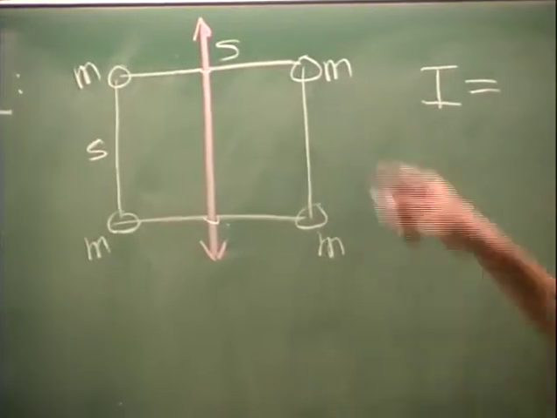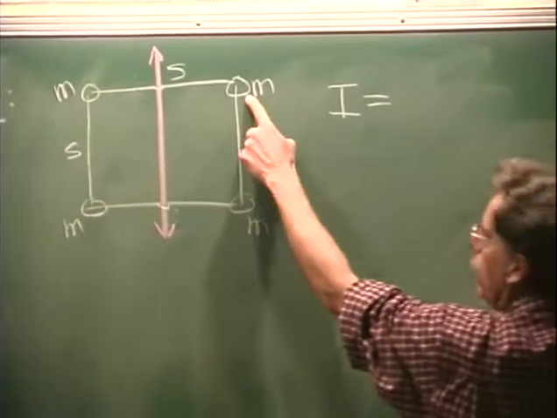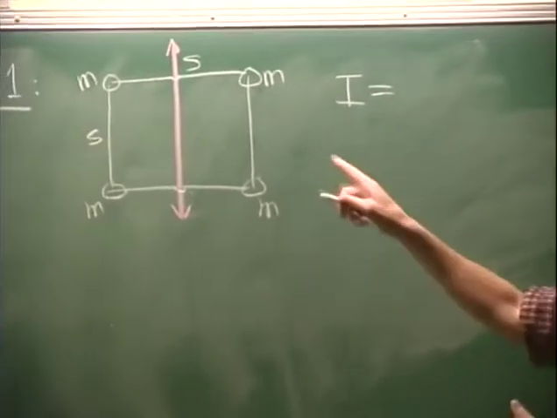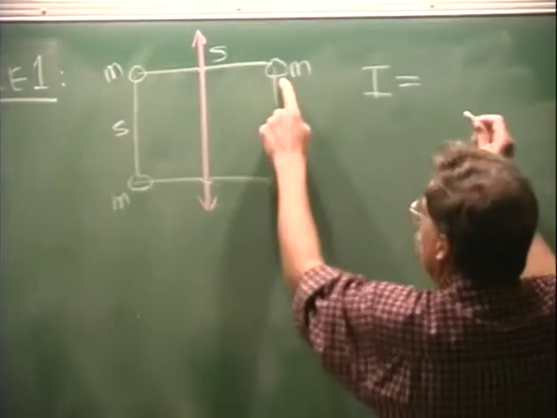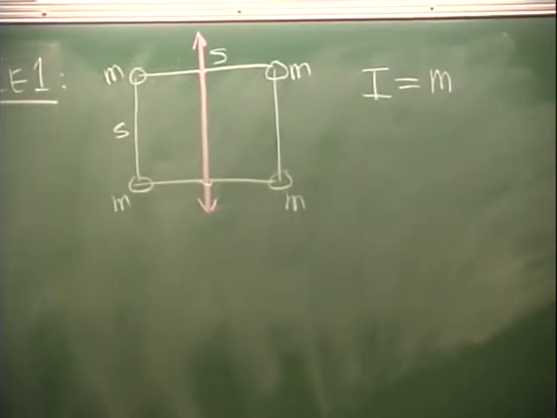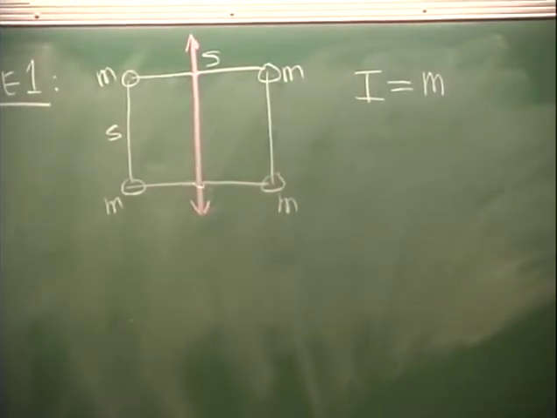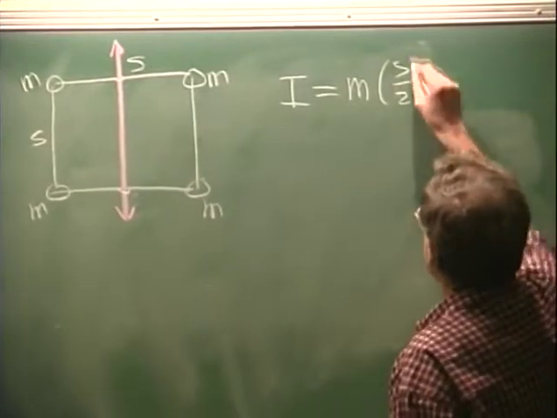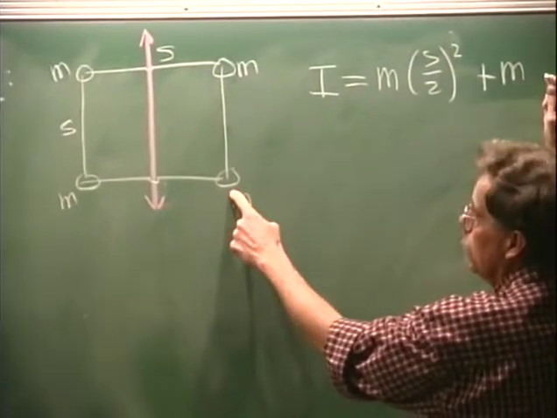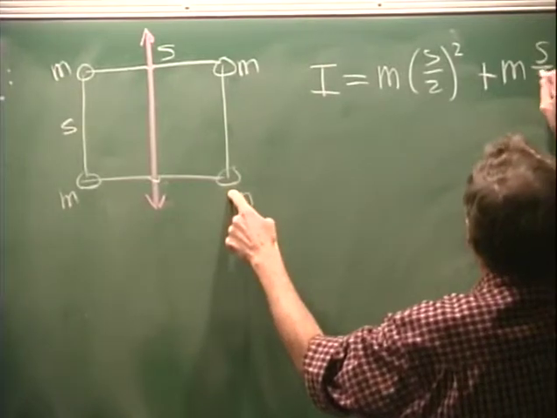Well, I have to take the four objects there. Here's one of them, and add m times r squared, where r is the distance from the axis, for each one. So it would be m times, what's the r for the first one? s over 2. And then there's this one down here, m, likewise s over 2.